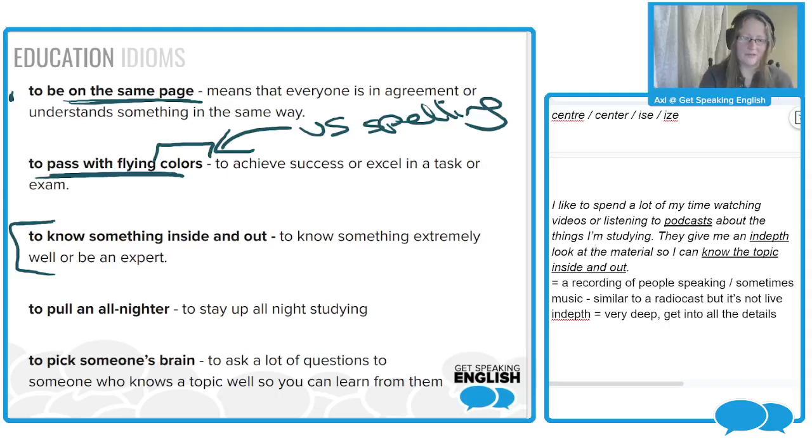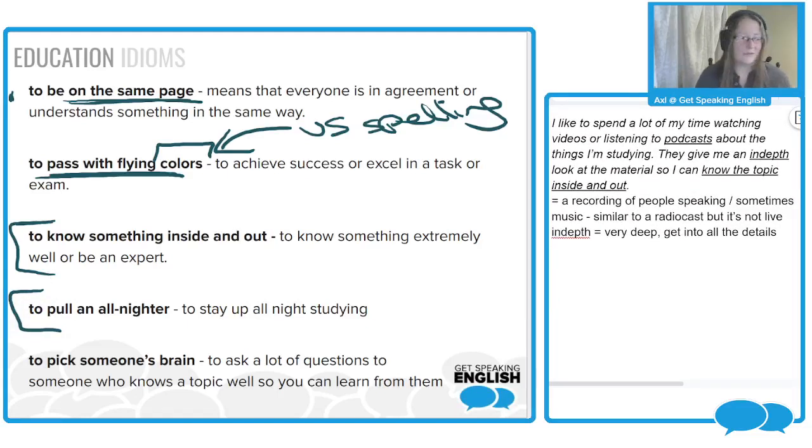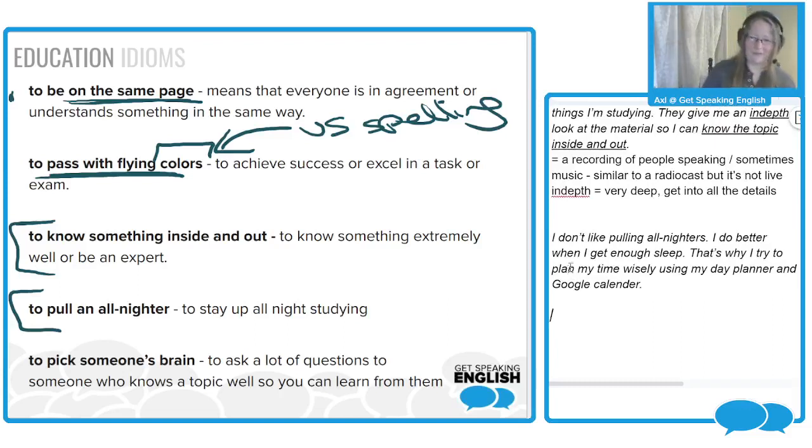Also, to pull an all-nighter. So that just means to stay up all night. In this case, studying, because we're talking about being students, but obviously you can also pull all-nighters doing a variety of other things as well. It just means that you don't sleep. So here, I don't like pulling all-nighters. I do better when I get enough sleep. That's why I try to plan my time wisely using my day planner and my Google Calendar.